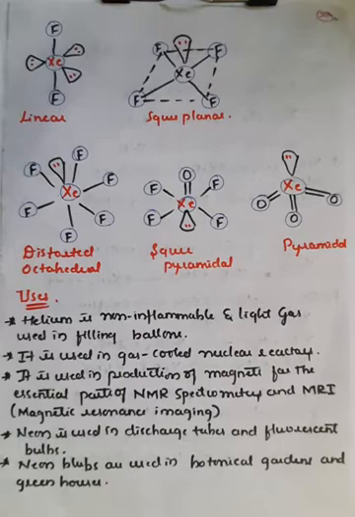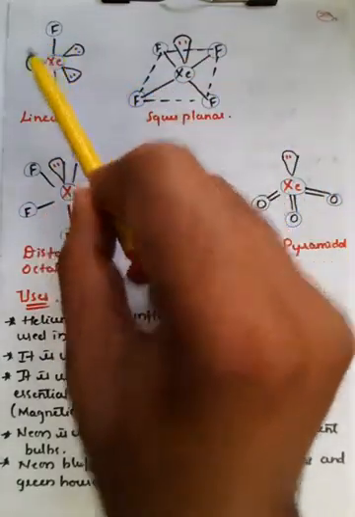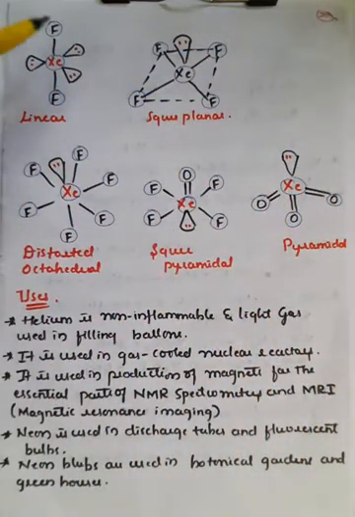And further, if you go for the structure of xenon compounds, that is XeF2. If you go further into the structure of XeF2, here the xenon has 3 lone pairs of electrons.